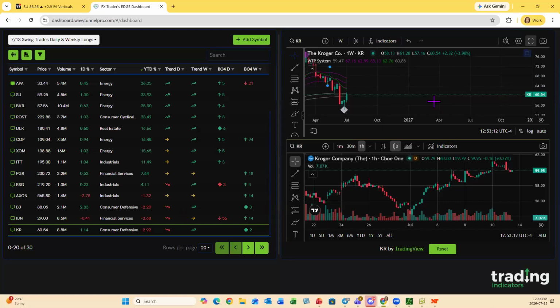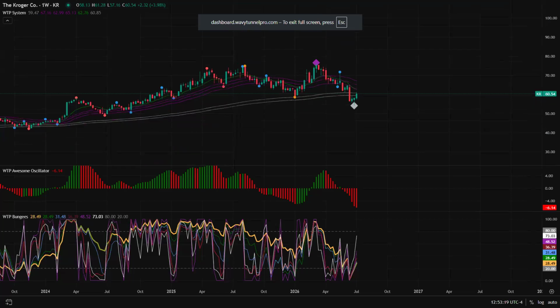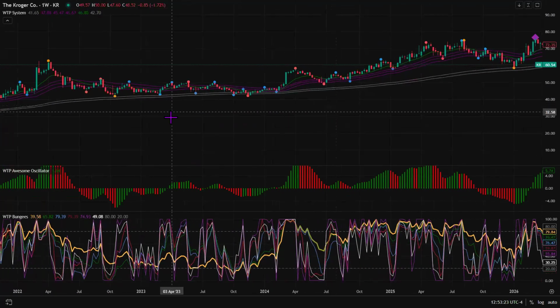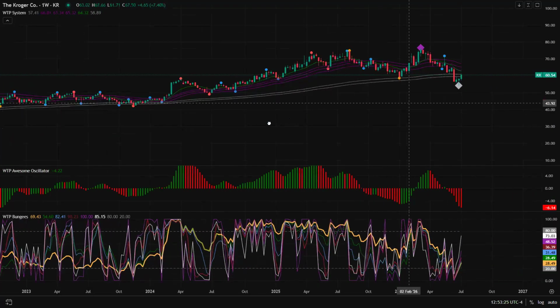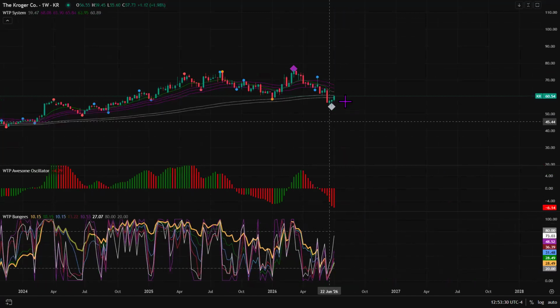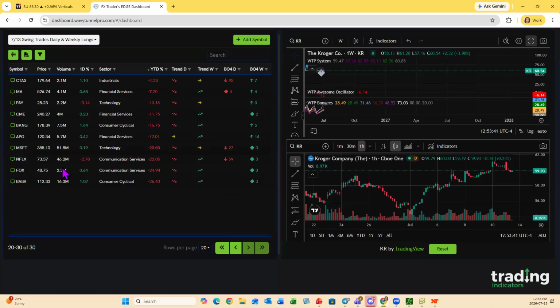Okay, the Kroger Co. This is also a nice long uptrend. Yeah, I mean, this doesn't look bad either. That's also a weekly chart. And then on the next page, let's see if we recognize anything.